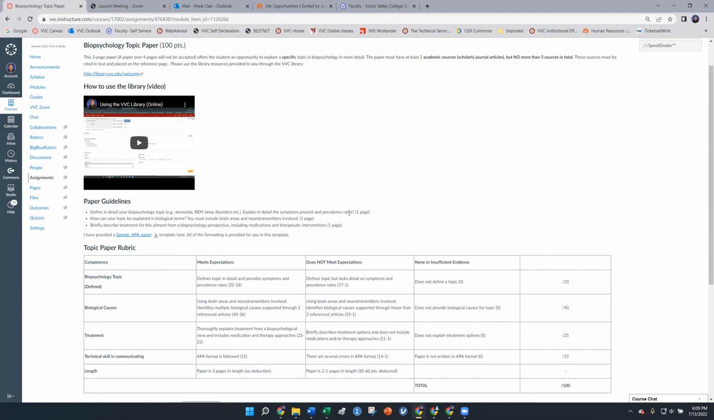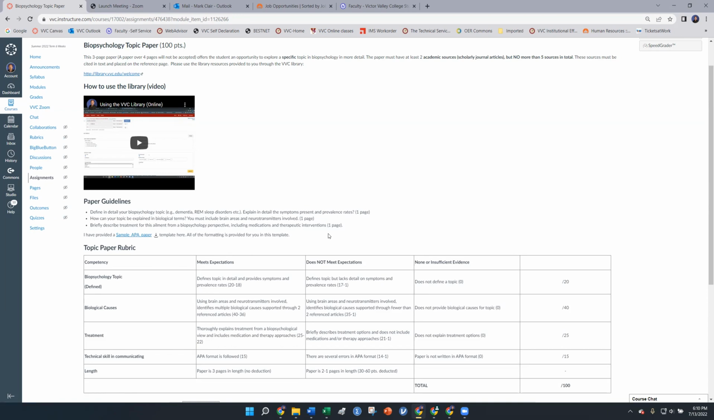You want to get into treatment a little bit later. Then number two: how can your topic be explained in biological terms? You must include brain areas and neurotransmitters involved. That's going to be one page. And then your third page, your last page: briefly describe treatment for this ailment from a biopsychology perspective, including medications and therapeutic interventions.